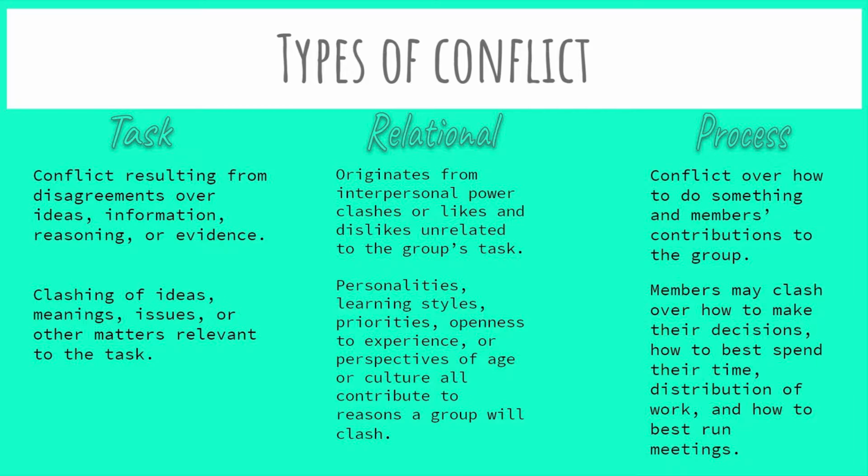Process conflict is conflict over how to do something and members' contributions to the group. Members may clash over how to make their decisions, how to best spend their time, distribution of work, and how to best run meetings. High levels of process conflict can easily become personal, especially if it involves fairness of member contributions, and damage the group so badly that it may never be able to recover.